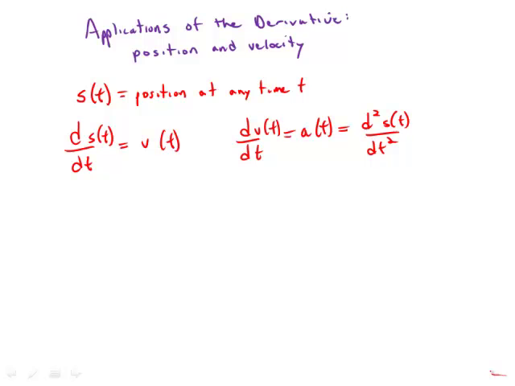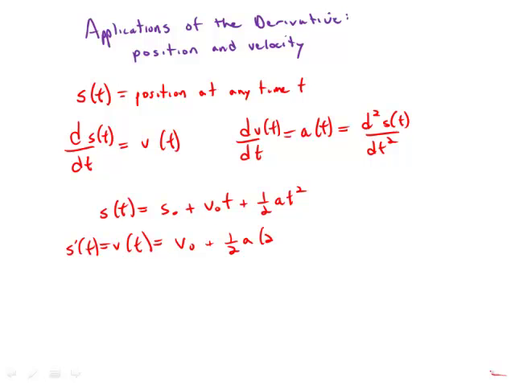So, for example, a classic position formula from physics, s of t equals s0 plus v0t plus 1/2 a t squared. If we take a derivative of this, s prime of t, which equals v of t, we get a 0 from taking a derivative of the s0. Derivative of v0t is just v0. And then we get a 1/2 a times 2t.